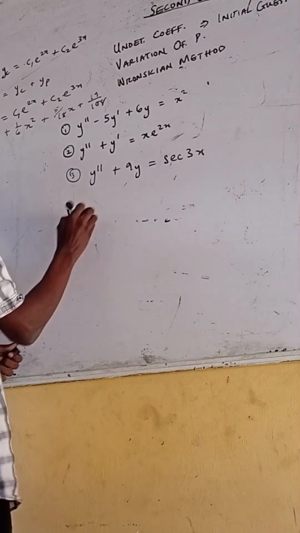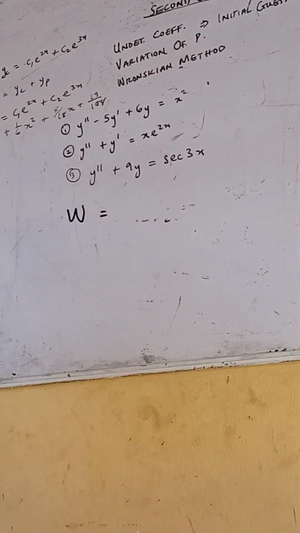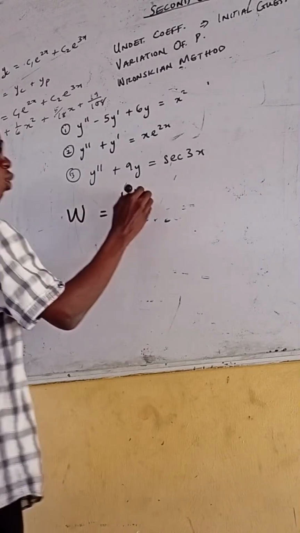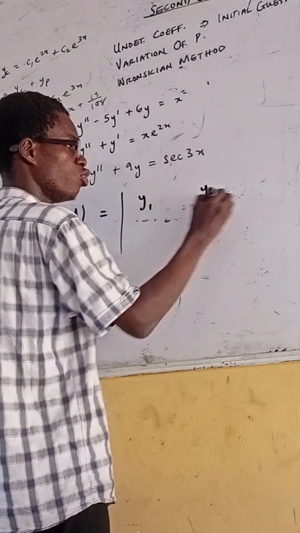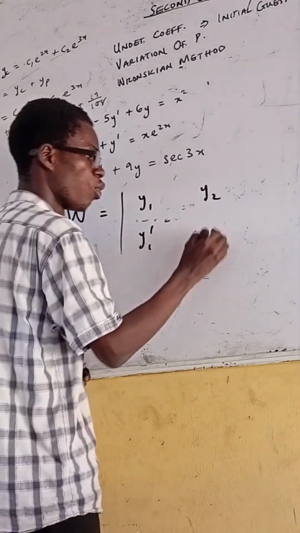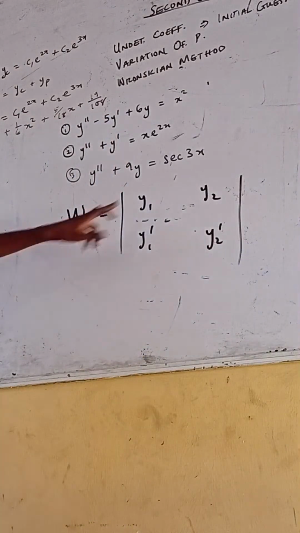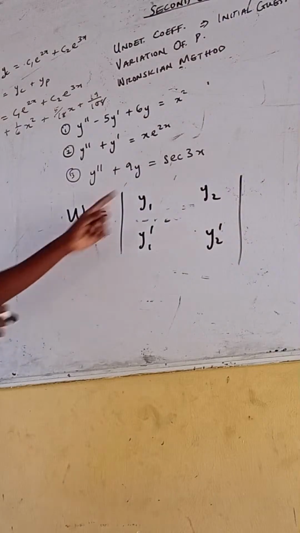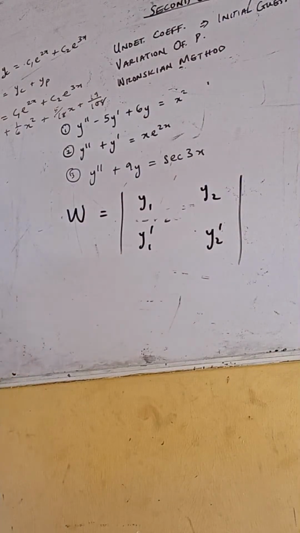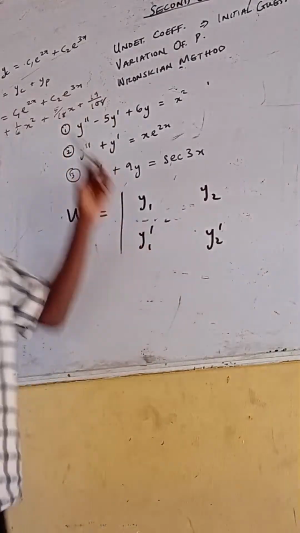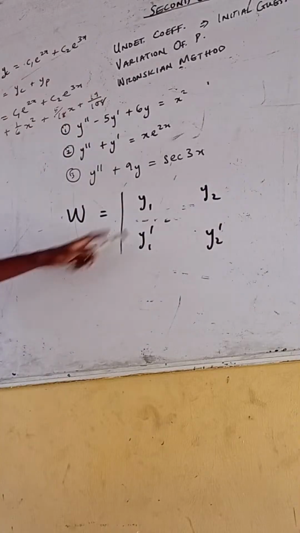Now the meaning of the Wronskian is the determinant of y1, y2, y1 prime, y2 prime. Do you get how I did this? You just write your y1 and y2, then you differentiate them underneath. This is for a second-order equation, when our y complementary has just 2 solutions. So you just write y1, y2.